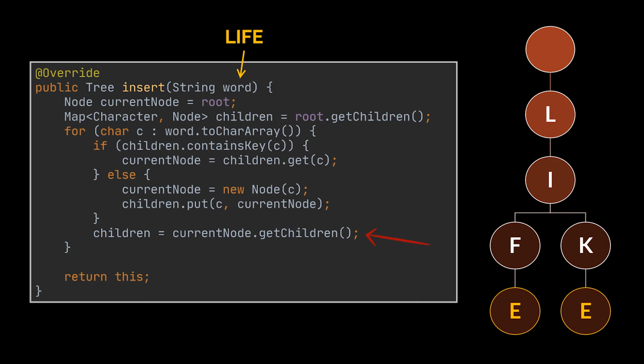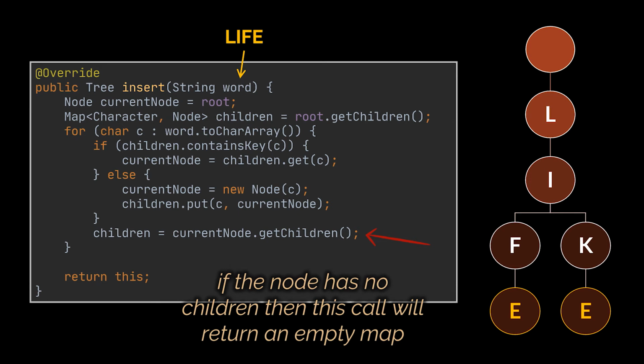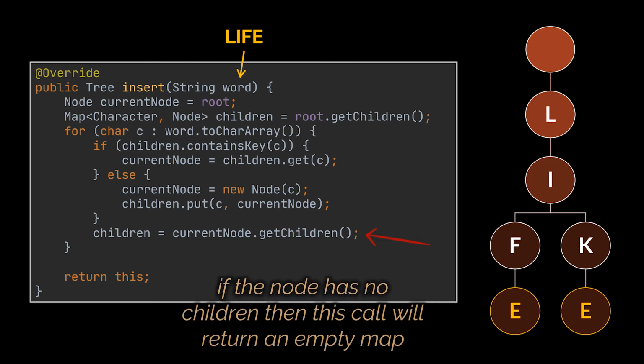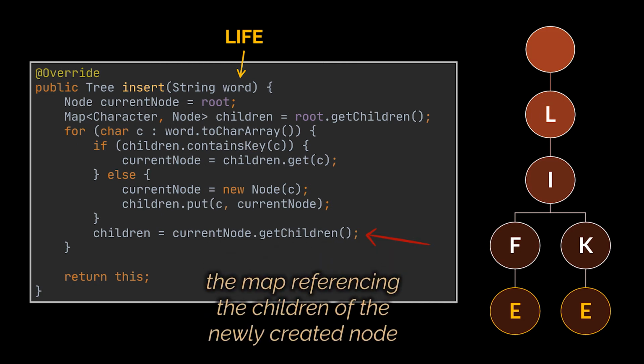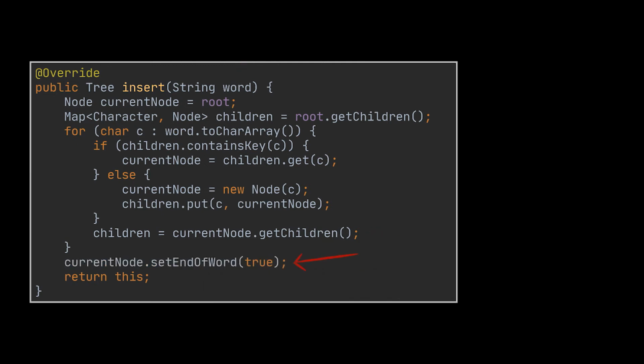Well, even if we didn't find a match, this call will ensure that the children variable will get initialized to an empty map to be filled later in the put call. But not just any empty map, the map referencing the children of the newly created node. This way we ensure that the link between all our nodes is maintained and remains unbroken. Finally, don't forget at the end, after the loop is over, to set the end of word boolean value to true as we reached the last character of the word.